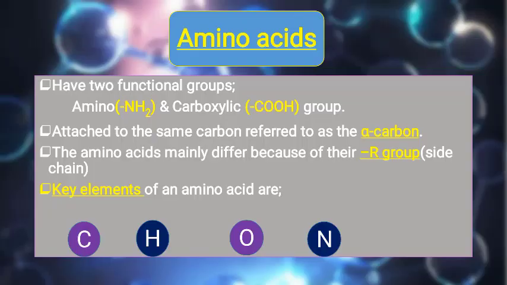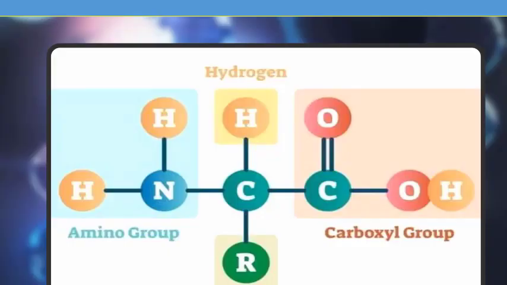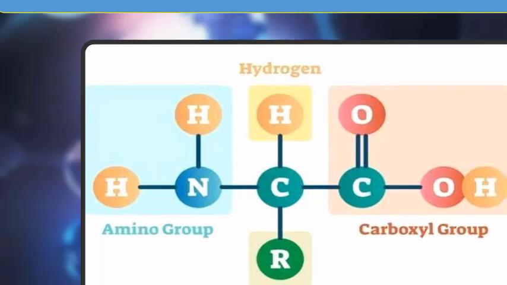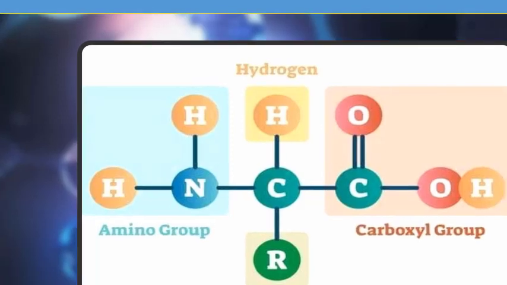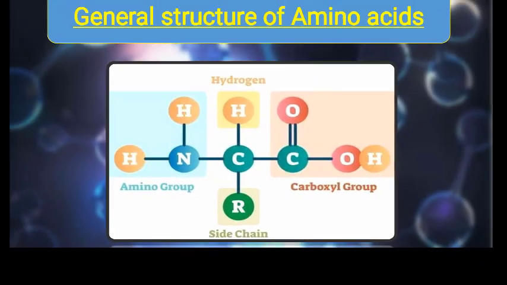Now let's look at the general structure. This carbon here in the center is known as the alpha carbon, to which the carboxyl and the amino group are attached. The small r at the bottom is the side chain of an amino acid, which is different for each amino acid. It can be hydrogen, as in case of glycine, or methyl, as in case of alanine. So it is the reason for the diversity of amino acids.